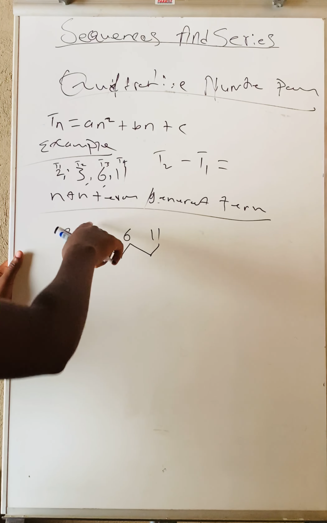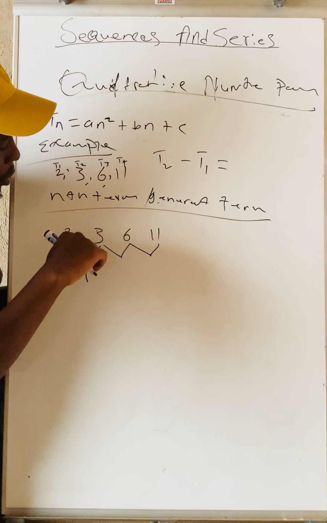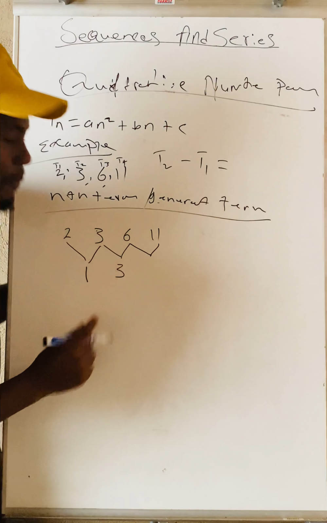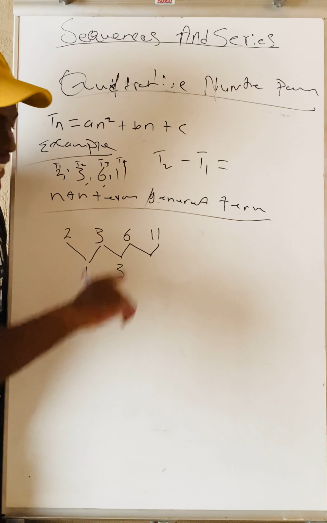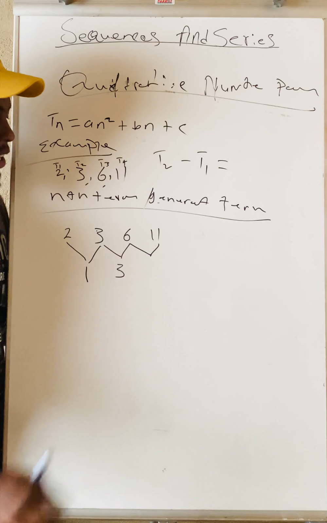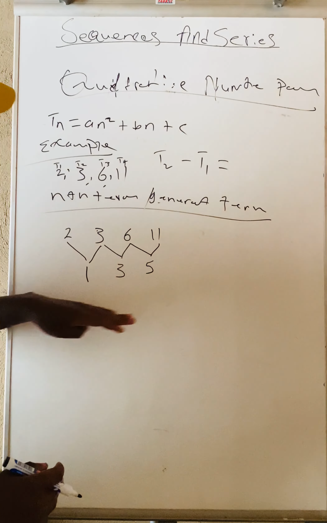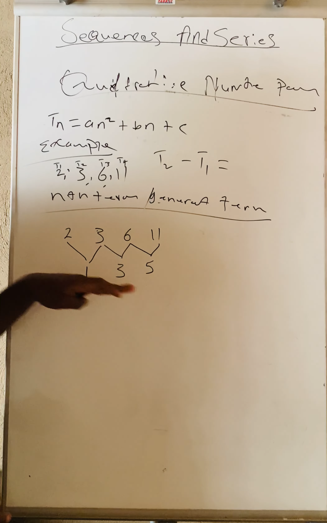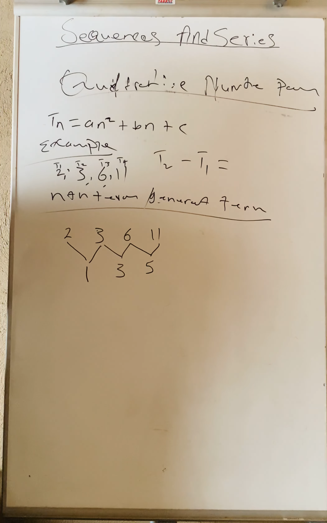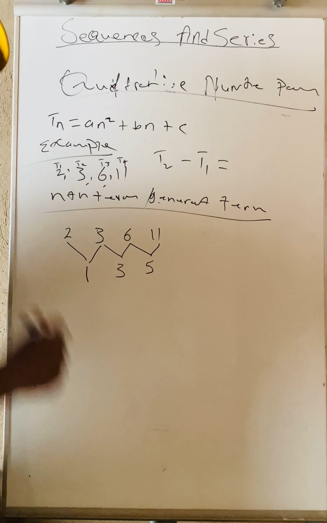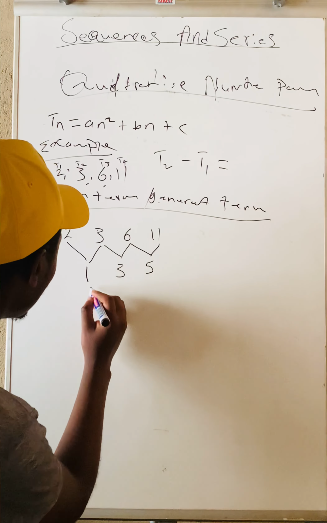Again, we say T3 minus T2, which gives you 3. Again, we say T4 minus T3, which is 11 minus 6. We get 5. As we see here, we do not have a common difference. It means we continue doing the same thing again until we get a common difference.